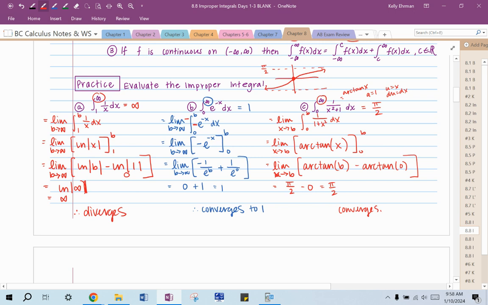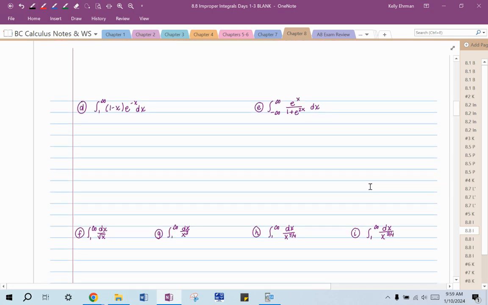So converges to whatever the sum is, or diverges. We don't say diverges to infinity, but I guess you probably could. All right, so some other examples. The integral from 1 to infinity of 1 minus x times e to the negative x. U sub is not going to work. I would let u equal the exponent, but that's not going to take care of this. We just did these a couple days ago.